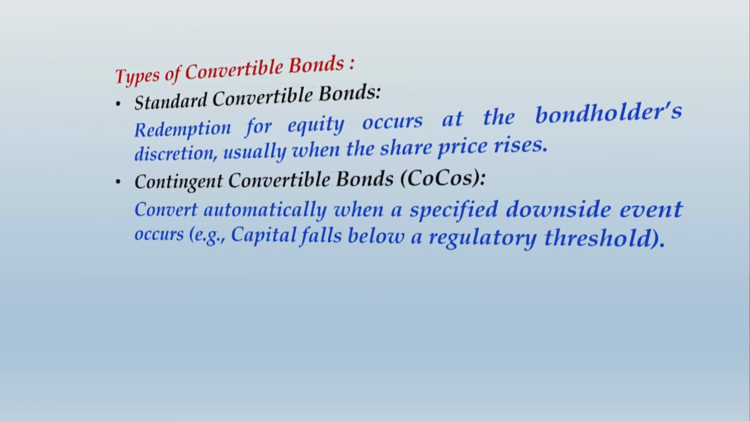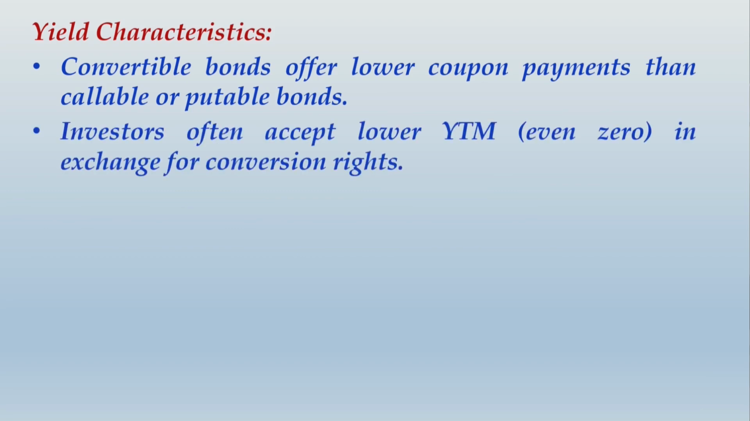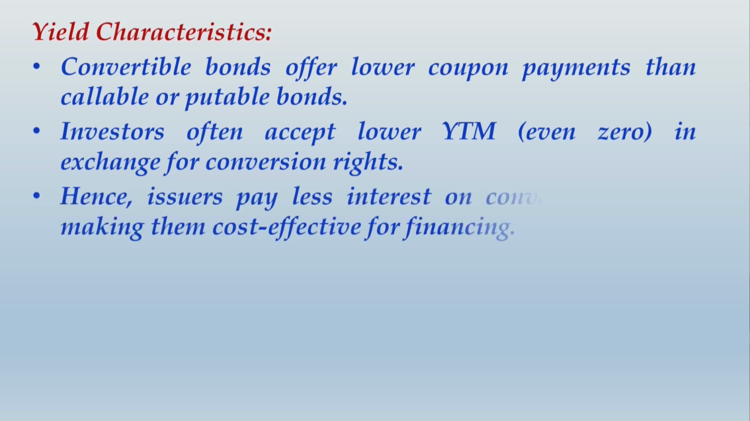Alright, now moving forward and talking about the yield characteristics. Convertible bonds offer lower coupon payments than callable or putable bonds. Investors often accept lower YTM, even zero, in exchange for conversion rights. Hence, issuers pay less interest on convertible bonds, making them cost effective for financing.